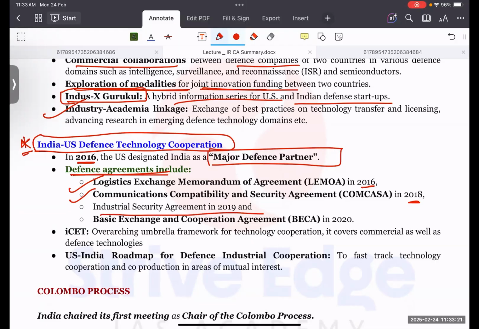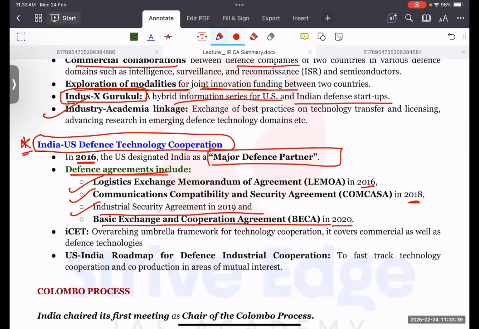Then the Industrial Security Agreement in 2019, and then comes the Basic Exchange and Cooperation Agreement. So there will be a normal exchange and cooperation between these two countries in that regard with respect to the defense technology manufacturing or cooperation. So you have to remember these are the four important ones.